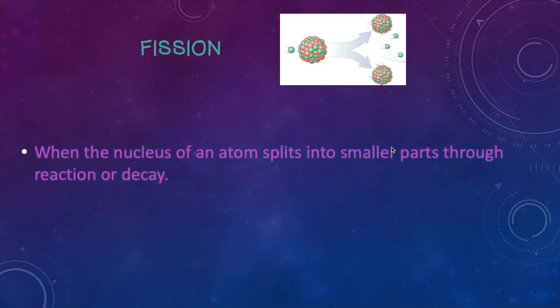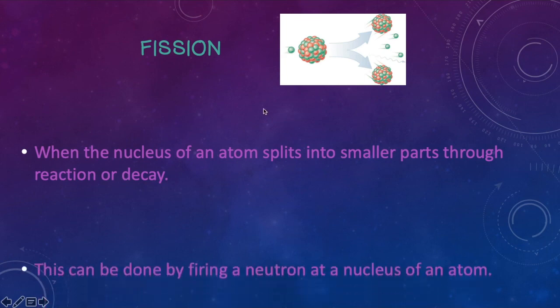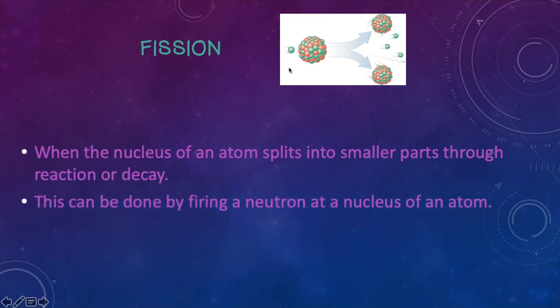Okay, let's start with fission. Fission is when the nucleus of an atom splits into smaller parts through reaction or decay. So you can force a reaction to happen, or you can just let it decay on its own. You can usually make this happen by taking a neutron, that's what this is showing, and you fire it at the nucleus of an atom, and that causes it to split apart. And then, maybe some neutrons kind of also fall off and go into space as well.